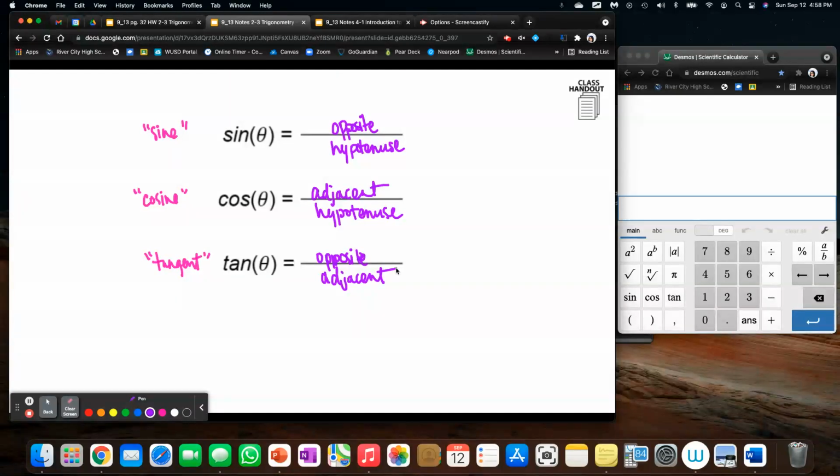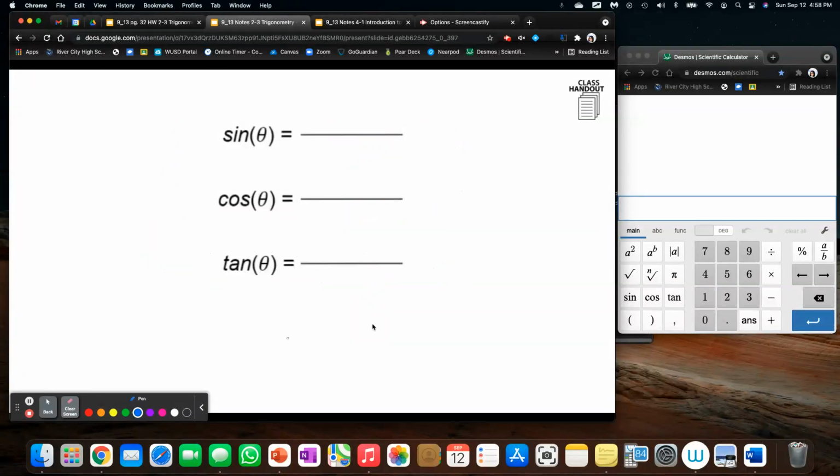Sorry for my terrible handwriting. The way you can remember these trig ratios is the acronym SOH-CAH-TOA. SOH: sine is opposite over hypotenuse. CAH: cosine is adjacent over hypotenuse. TOA: tangent is opposite over adjacent. You can use these ratios and this relationship between the reference angle and the sides to solve for missing sides in triangles when you're only given maybe one side, and you can't use the Pythagorean theorem, nor can you use special triangle relationships.